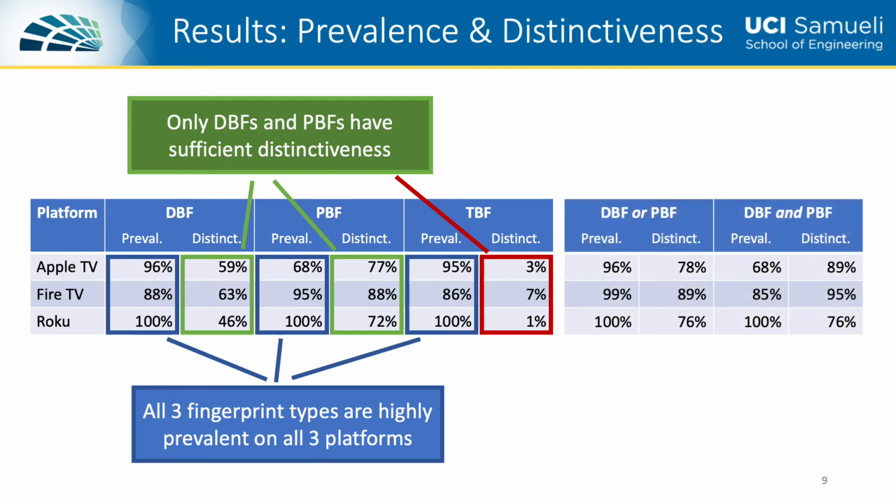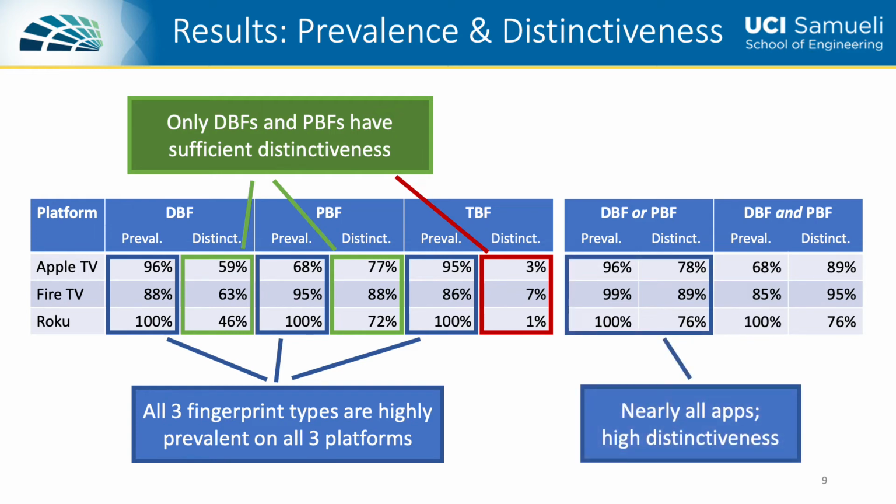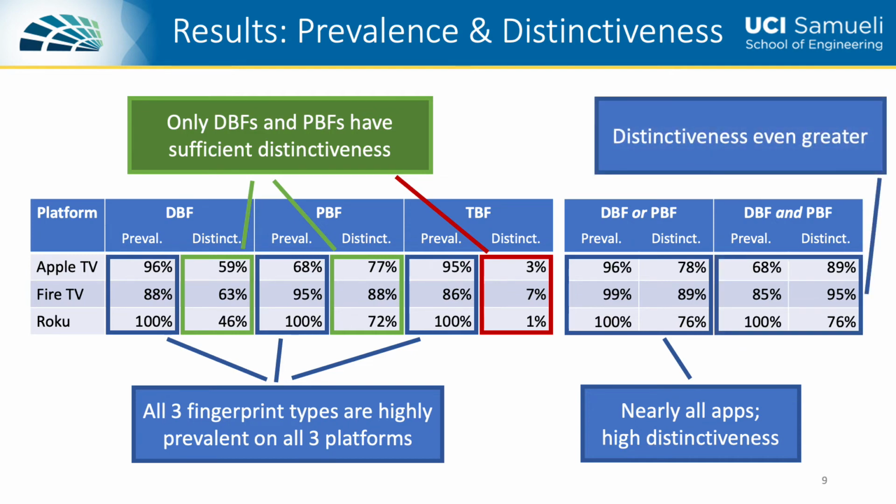We also examined the effects of combining fingerprints, and here on the right, the OR case refers to apps that have either a DBF or a PBF or both of them, and the AND case refers to apps that have both a DBF and a PBF. We see that if one is okay with using either a DBF or a PBF, nearly all apps on all platforms can be fingerprinted, and the fingerprints have high distinctiveness. And the distinctiveness increases even further for apps that exhibit both a DBF and a PBF.